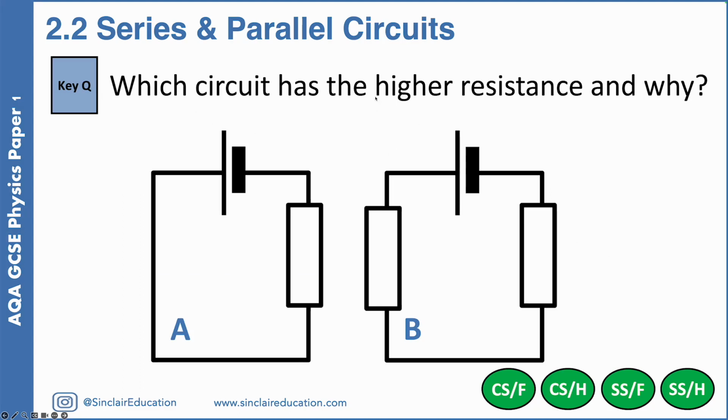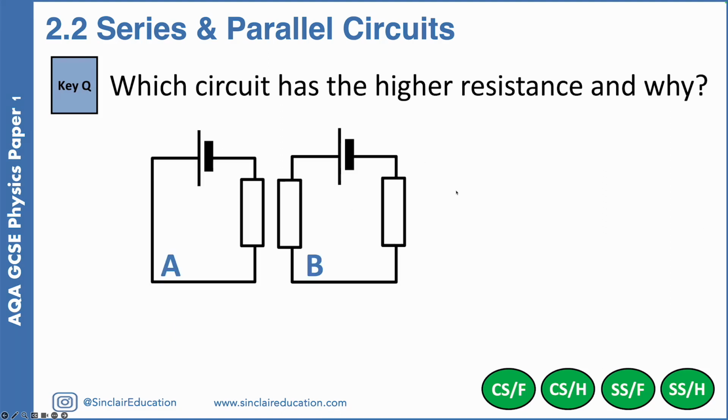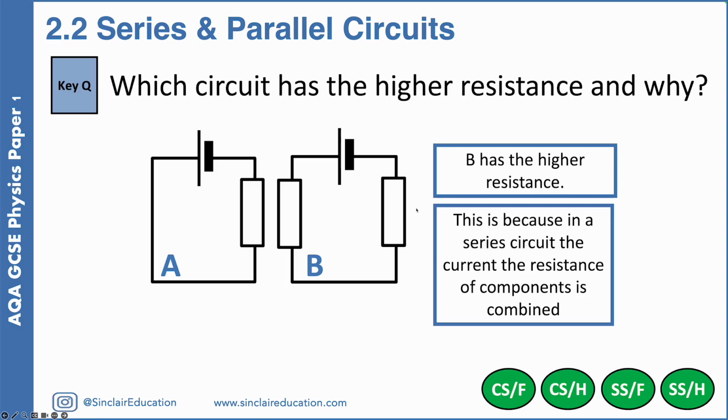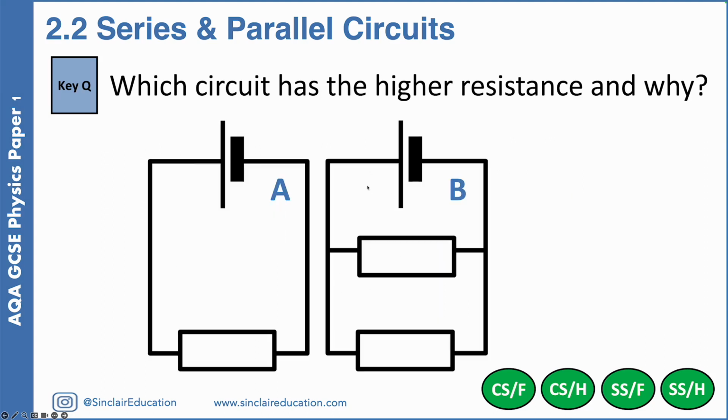If we have a look then, we've got 2 circuits. Which one has the higher resistance and why? Both of these circuits are in series, and so what we're going to find is that B will have the higher resistance. This is because the electrons have to move through both of these components, so they get added together. So the total resistance is the combined resistance of both of these.